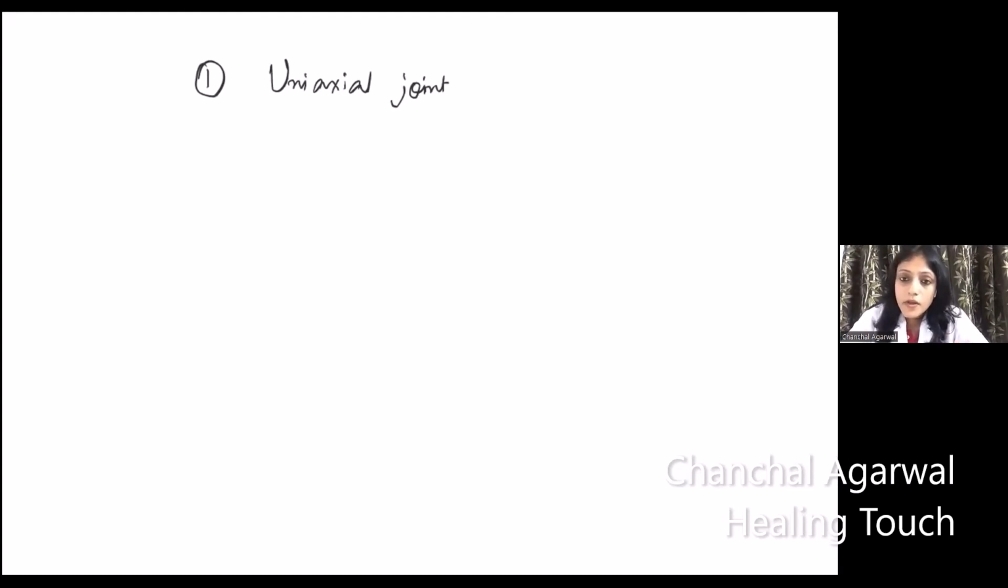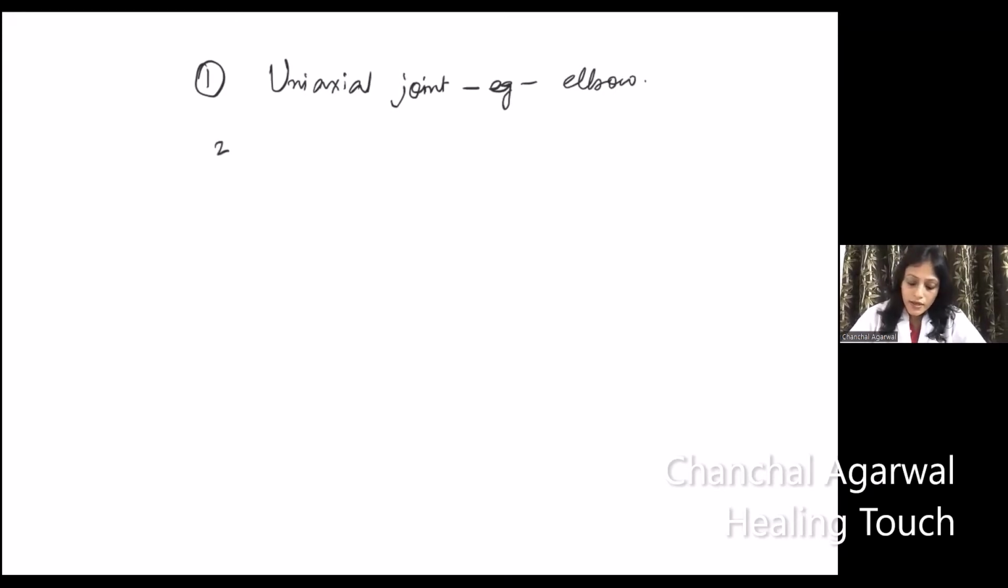Can you give an example of any joint which is moving only in one direction? It is unable to move in any other direction. What is the example? Elbow. See, the elbow is only moving in one direction. So it is an example of a uniaxial joint.